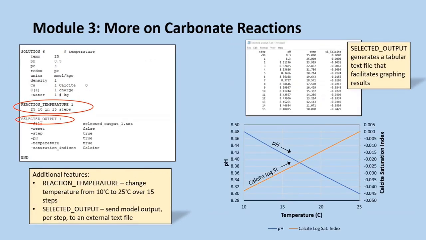So while we're on the subject of carbonate equilibria, let's look at a couple of new keyword blocks to wrap this part up. These include reaction temperature. Here we're changing the temperature of the simulation from 10 degrees C up to 25 C over 15 equal-sized steps. And we're using selected output, another keyword block, which directs model output per step to an external text file, which we can use for plotting and other sorts of analyses.